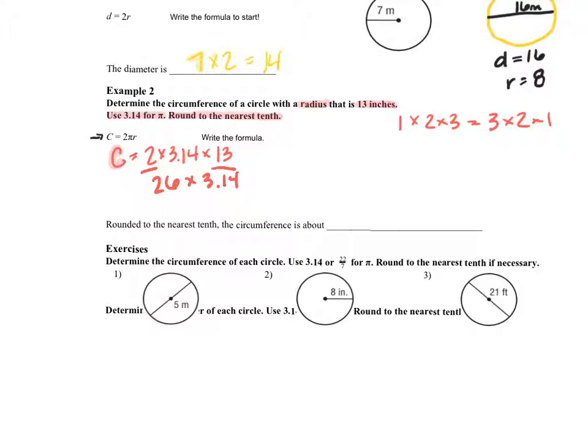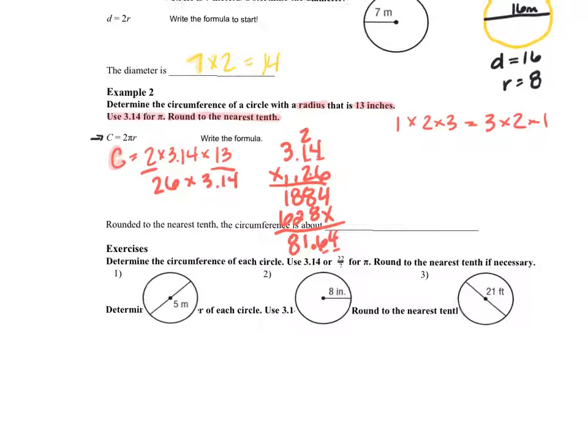Because if I do 2 times 3.14, I'm going to have to do decimals first on both of them, okay? And our strongest is not multiplying decimals. So I would multiply whatever whole numbers I could first. Okay, so 26 times 3.14. So 3.14 times 26. Okay, go through and multiply that.